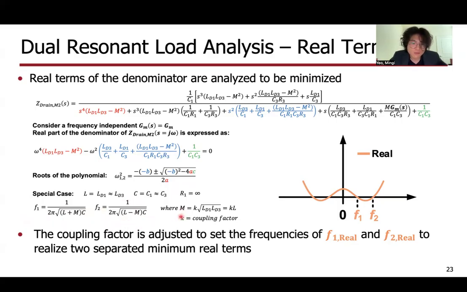And M, the mutual inductance, is related to the coupling factor that we have between the inductors. So what this means is that F1 and F2 can be separated out by introducing coupling factor, and they can be pushed further and further away by introducing more and more coupling factor. So in this way, we were able to minimize the real term of our denominator at these two separate frequencies.